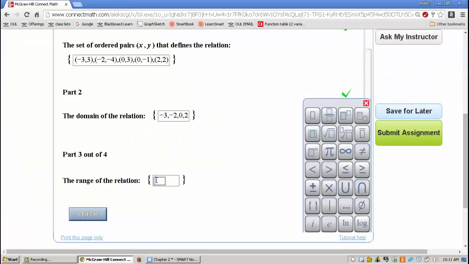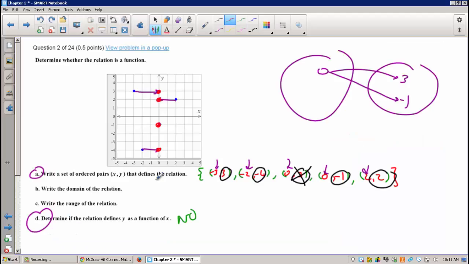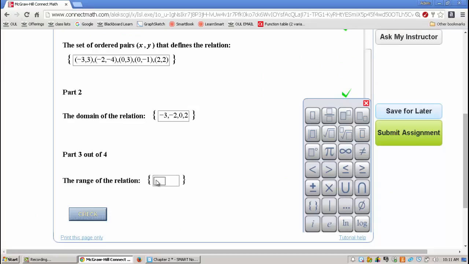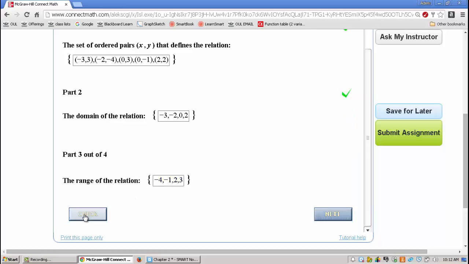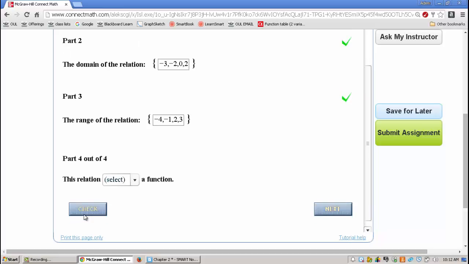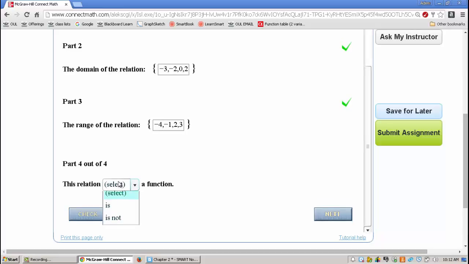So let's count from way bottom to top, smallest to biggest. The smallest value is negative 4. The next smallest is negative 1, and then 2 and 3, right? Smallest to biggest always. So we already know the answer for this part. It's not a function.